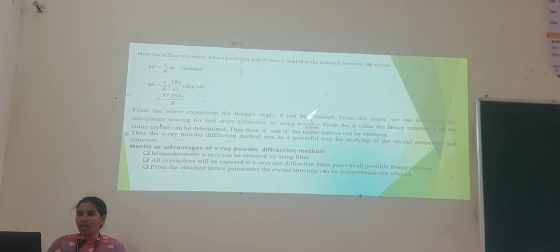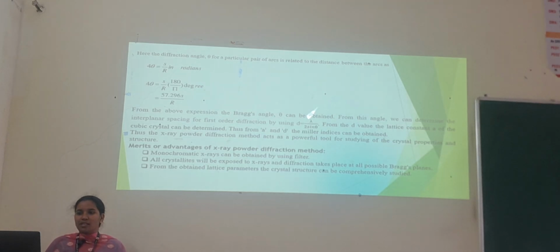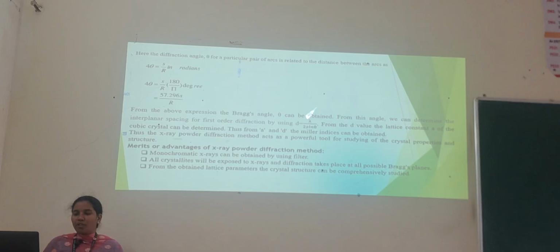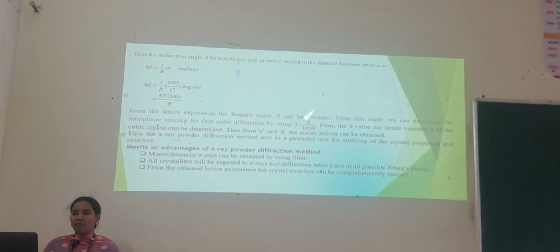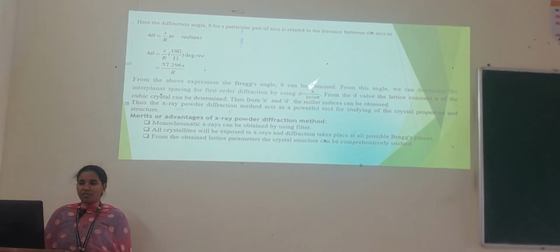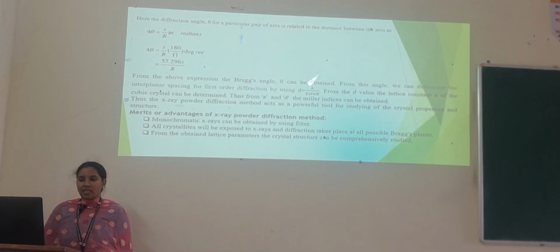So this is the pattern, and we can see here the diffraction angle theta equals 57.296 S by R, where from the above equation the Bragg's angle theta can be found. From this angle we can determine the interplanar spacing for the first order diffraction by using d equals lambda by sin theta. Here n lambda equals 2d sin theta is the Bragg's law, and we are finding the interplanar spacing only for the first order diffraction. When you place n equals 1, automatically we get d equals lambda by sin theta. From the d value, the lattice constant a of the cubic crystal can be determined. Thus, a and the Miller indices can be obtained.